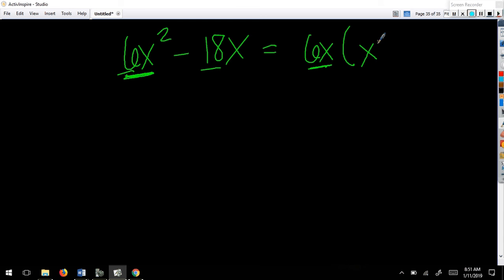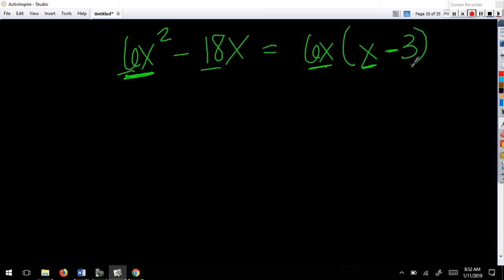In other words, whenever I distribute, what do I need to hold the place to get 6x squared back? How about the second spot? 3. Do you see what we're doing? We're just taking out the GCF here. We're backwards distributing is what we're doing. Does that make sense? Kind of?